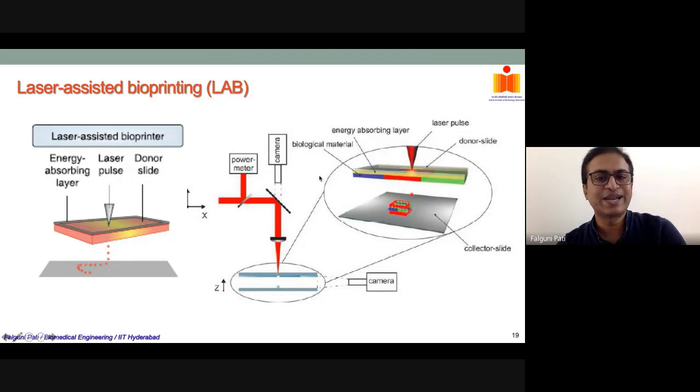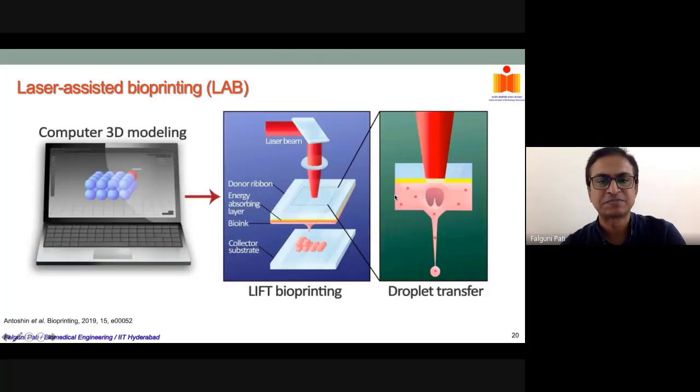Now, depending upon your CAD geometry or the CAD model, this laser will move on the top surface, creating different patterns, and droplets will be generated from different areas and can be printed. You generate the CAD model, and then that CAD model is used for printing the structure. Whenever the laser strikes the gold, it gets heated up, a bubble is produced, and a droplet can be transferred. That's why this technology is also called laser-induced forward transfer, LIFT bioprinting.